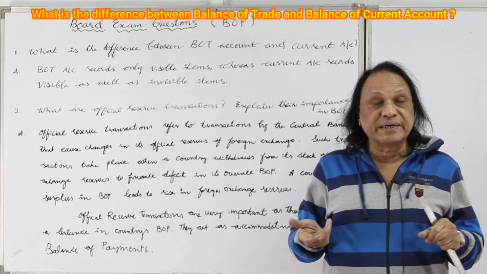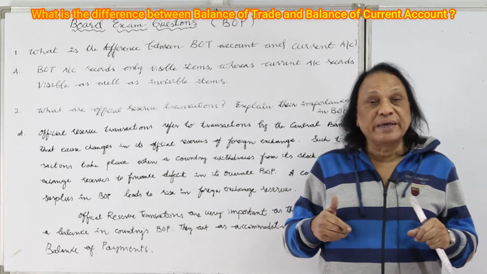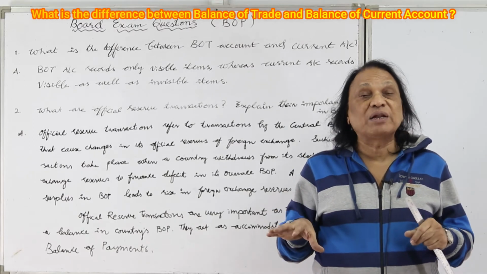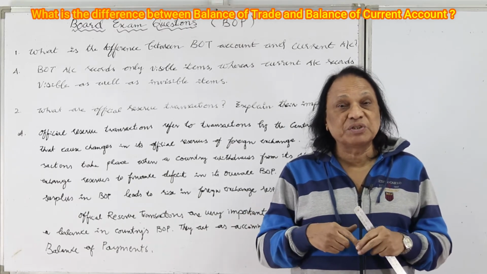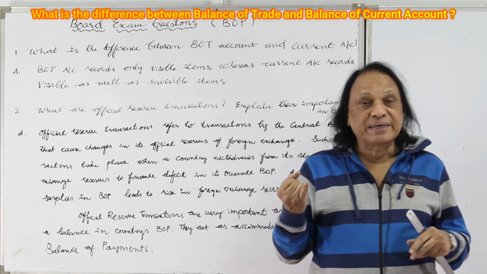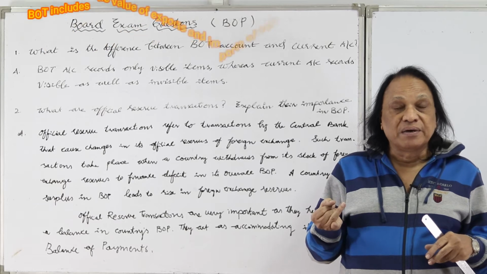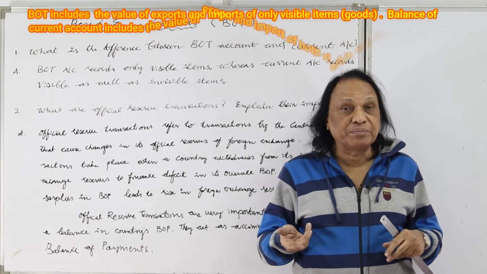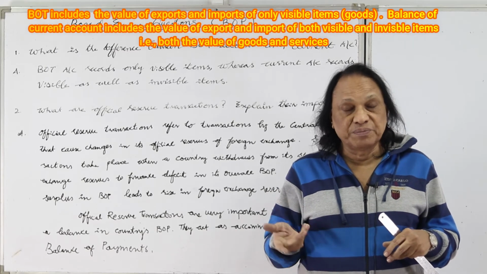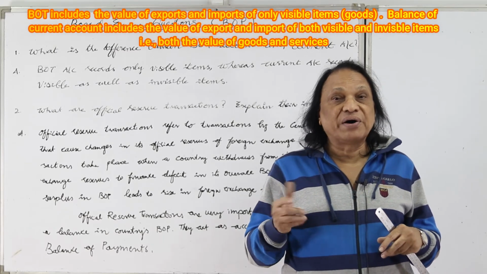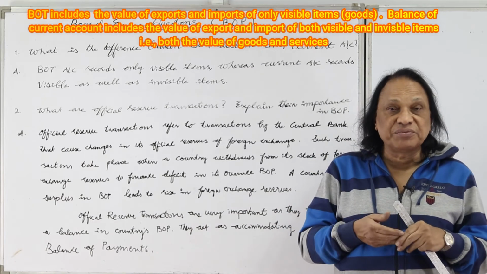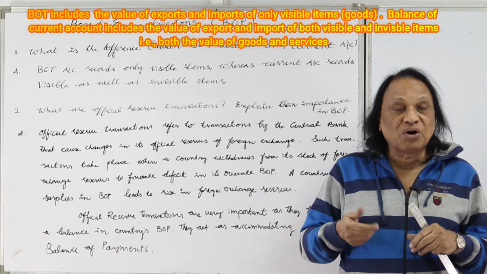And what exactly is current account? Current account includes not only the value of visible items but also the value of invisible items. What exactly are the invisible items? Invisible items are services. It can be banking services, it can be IT services, it can be BPOs, business process outsourcing, or it can be tourism services, airline services. All these services are called invisible items.